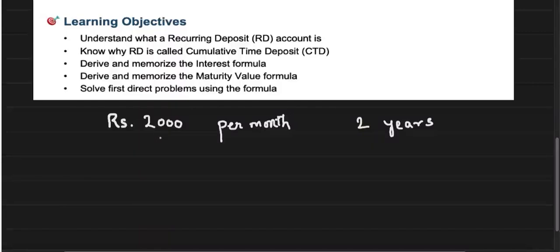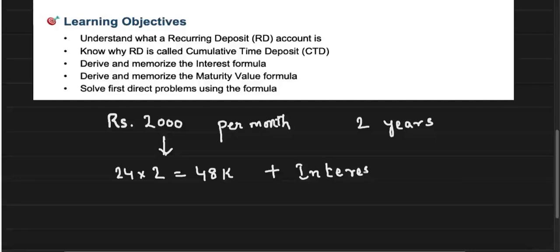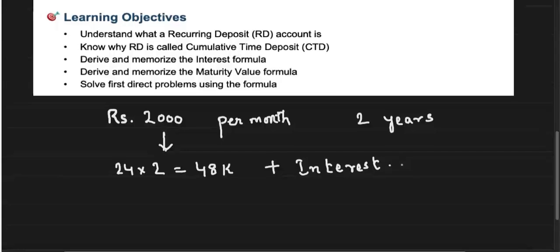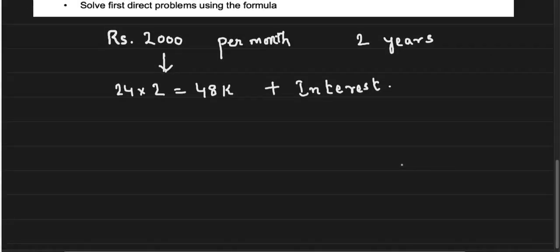After 2 years, what happens? The bank returns whatever he saved in the RD, which is 24 into 2,000, 48,000 rupees. He will get 48,000 rupees plus interest amount. Whatever interest gets accumulated on these savings will also be handed over. So how much will be the interest? This is a calculation we need to do, so let's derive the formula here.